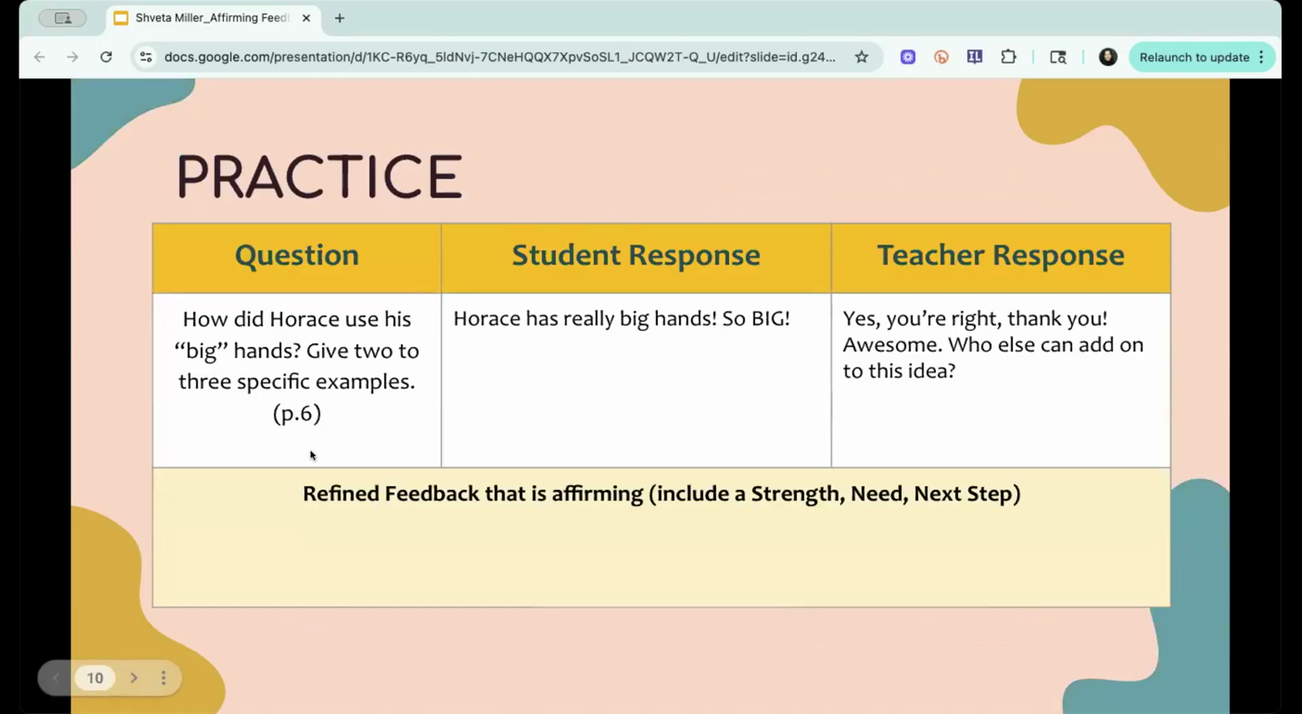Here's a practice opportunity. Different question. I'm not giving you all the context of the lesson and all that. We don't necessarily need that right now.